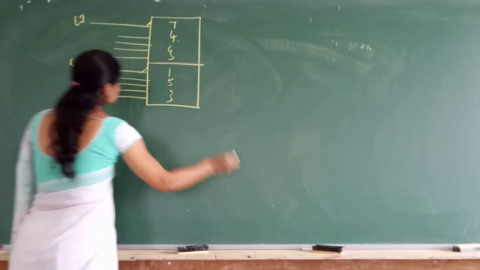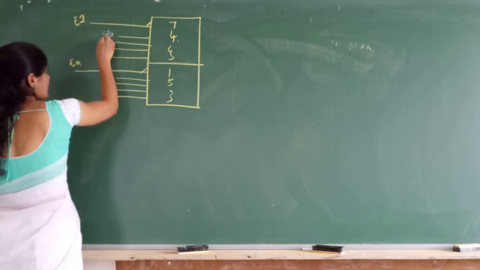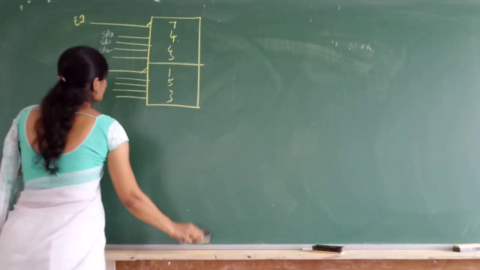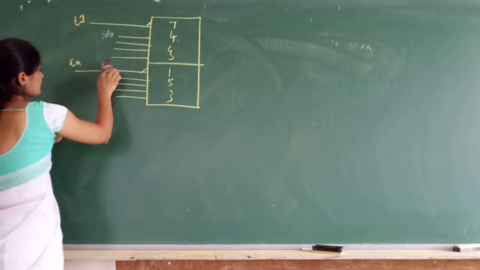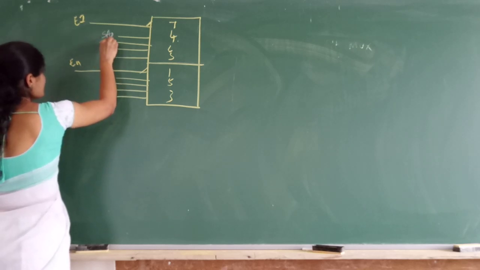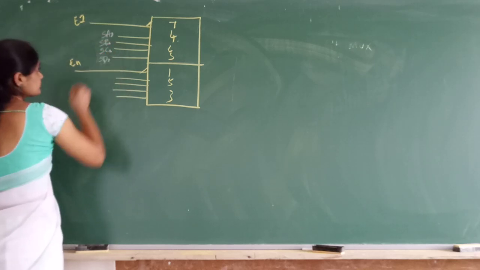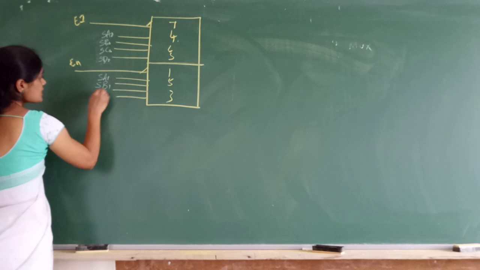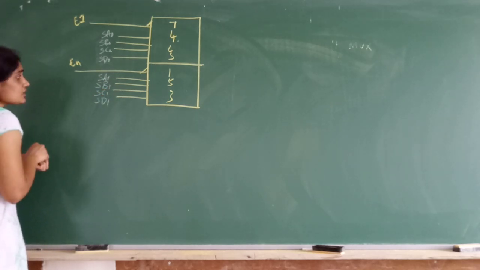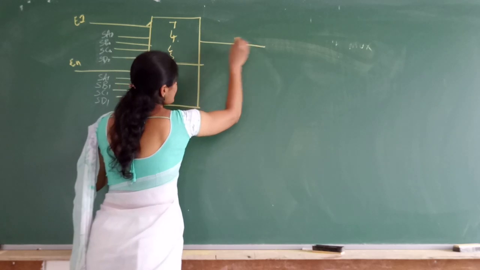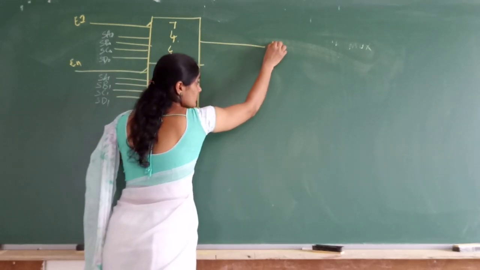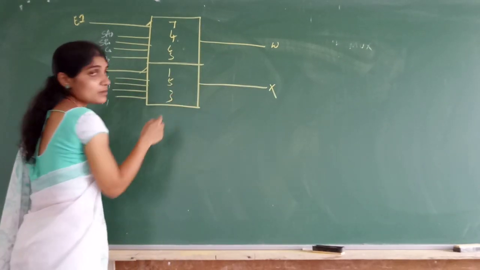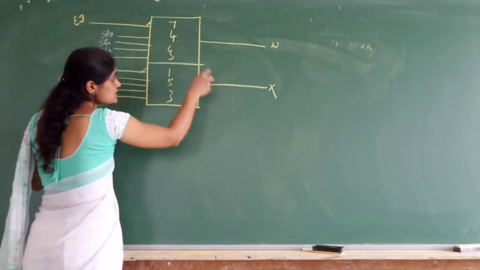Let me denote these as SA0, SA1, SA2, SA3. Or let me take this as SA0, SB0, SC0, SD0 for the first mux, and SA1, SB1, SC1, SD1 for the second mux. Now from this I get two outputs, right? Let me call this W and this X. This is the output of the first mux. This is the output of the second mux.